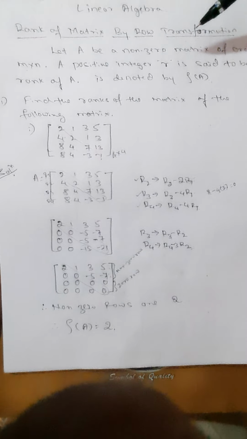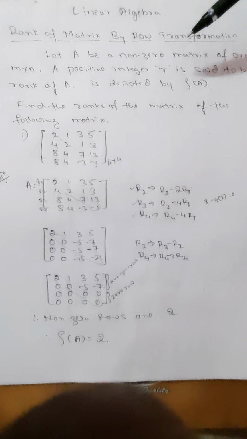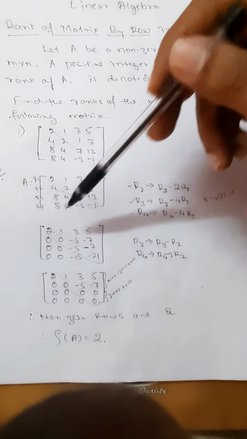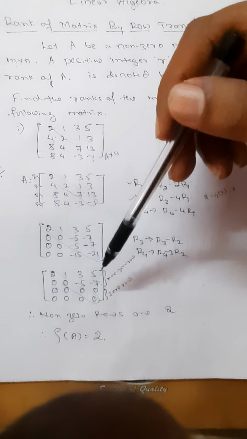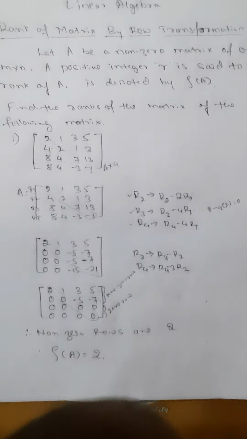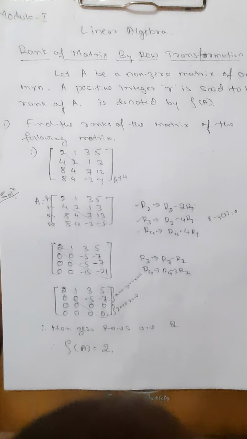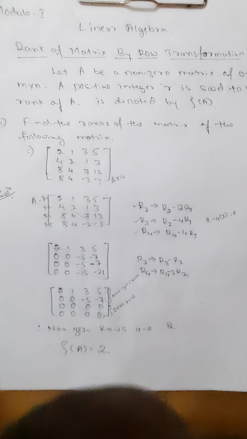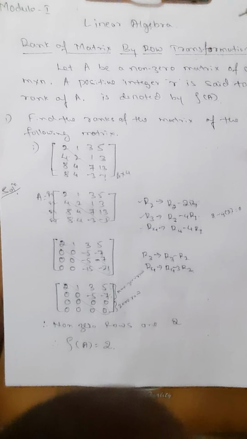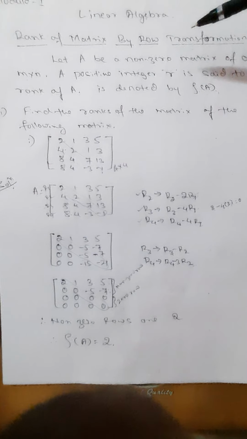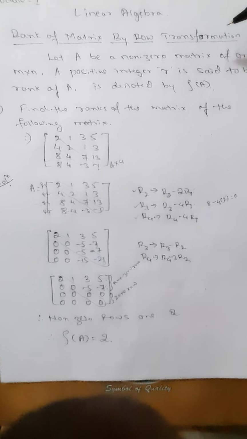Row transformation means we have to simplify the matrix by using the row operations. Okay, we can add, subtract, and divide. And multiplication, whatever the operation we are applying, we are applying only to the rows. So we can call it a row transformation.